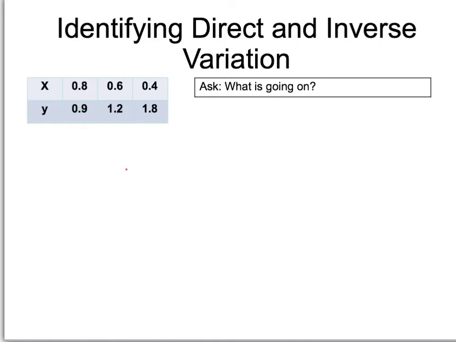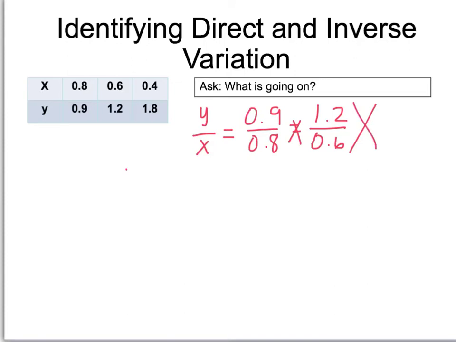So again, we're going to start off with the ratio of y to x. So 0.9 to 0.8, 9/8. Is that the same thing as 1.2 to 0.6? It is not, because that second ratio is 2. So this is not direct. Is it inverse? Find the product of x and y.